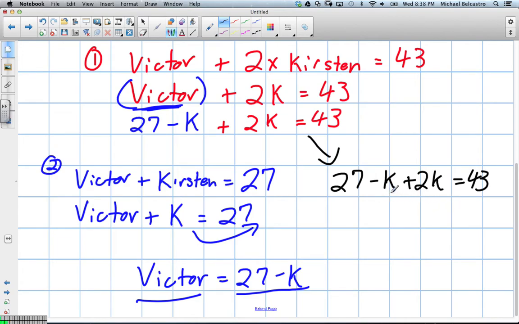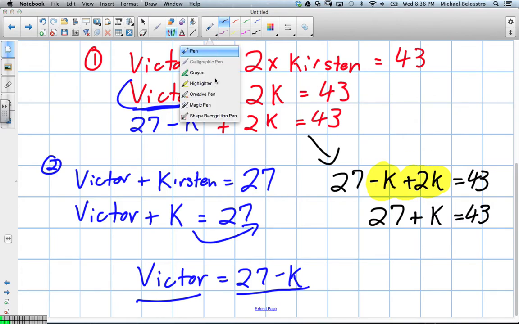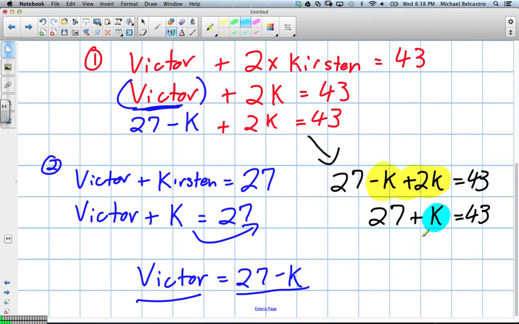Let's collect our like terms. What are our like terms here? K and 2K. Yeah, and not just K, but negative K and 2K. And what will they equate to? 2K minus K. Okay, and what is that? 1K, that's right. Or in other words, just K, right? So 27 plus K equals 43. Well, what are we trying to isolate for? K. So what do I got to do to get K by itself?